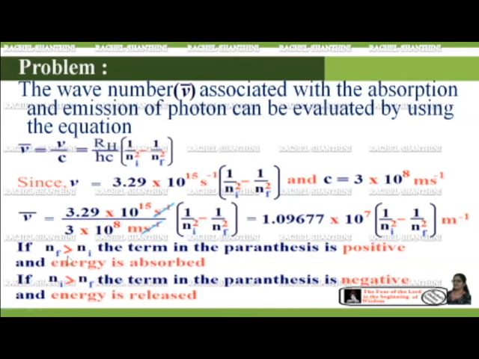If n_f is greater than n_i, the term in the parenthesis is positive and it indicates the energy is absorbed. If n_i is greater than n_f, the term in the parenthesis is negative and this indicates the energy is released.